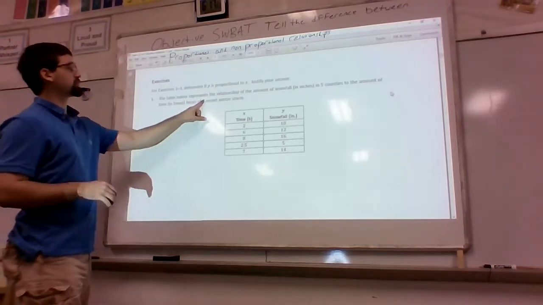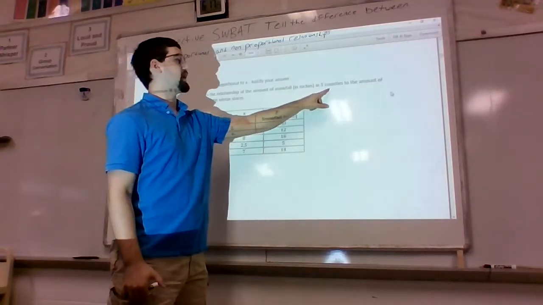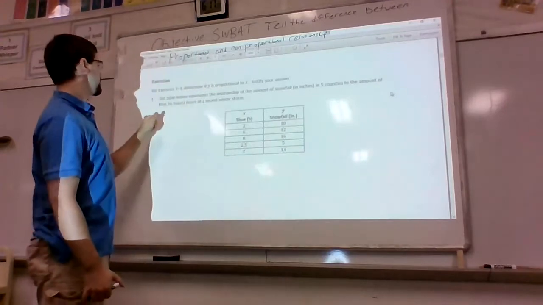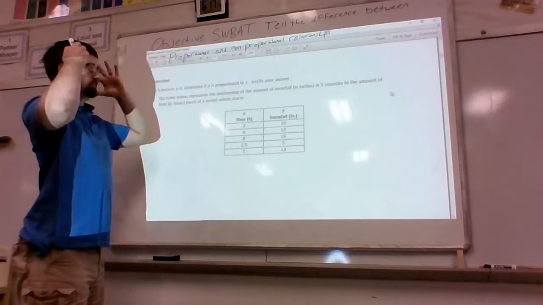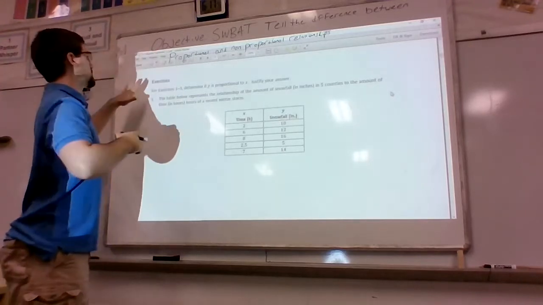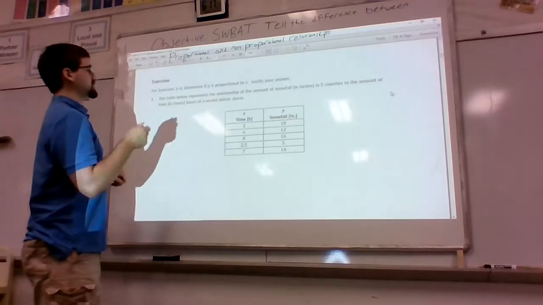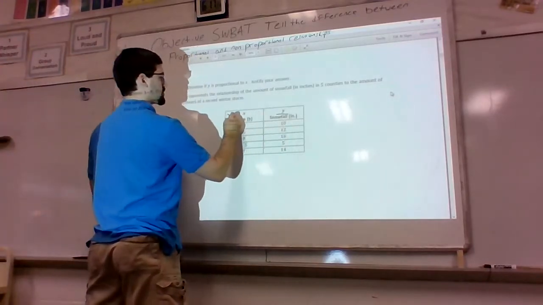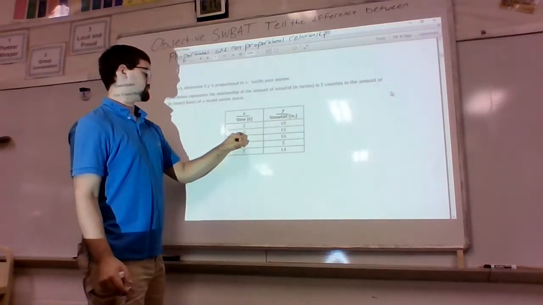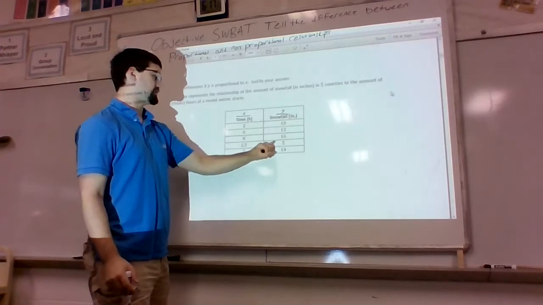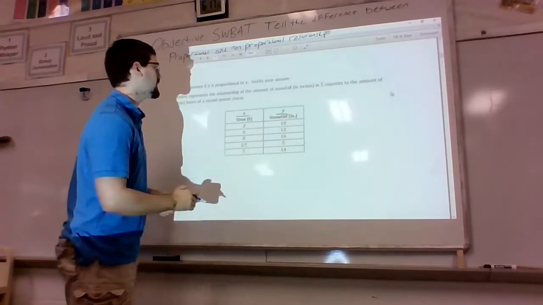The table below represents the relationship of the amount of snowfall in inches in 5 counties to the amount of time in hours of a recent winter storm. Okay, so what is going on here? Let's take a look. First of all, what do we need to do for each of these problems? We're going to determine, is y proportional to x? Okay, and each of these groups of numbers is 5 different situations. 5 different examples in this one table.